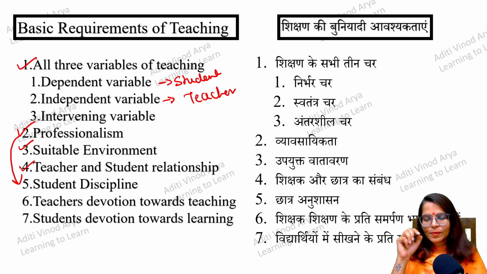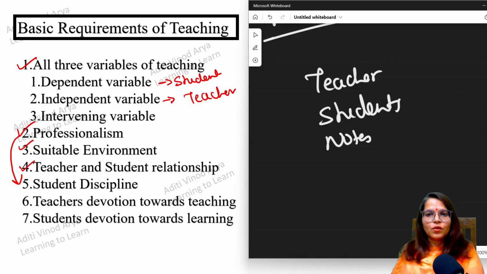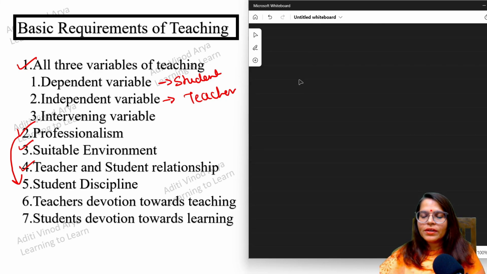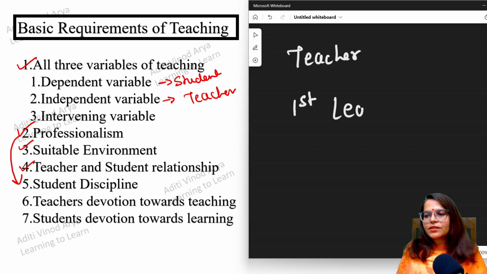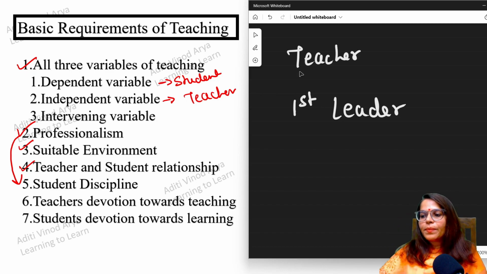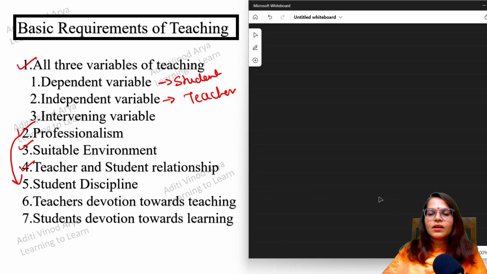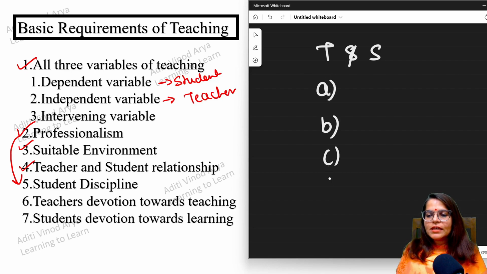I have explained this, but if you don't know, let me give you a glimpse of how the relationship of student and teacher should take place. The teacher will always act as, this is the first choice you're going to take, a leader. Suppose there is a question in your examination: what is the relationship between a teacher and a student? And they give you the options A, B, C and D.